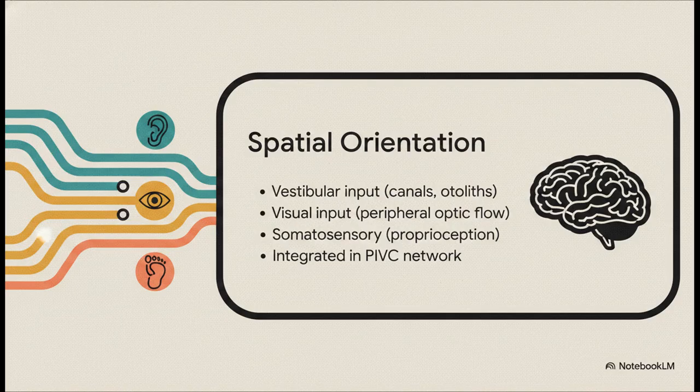So, normally, how we orient ourselves in space relies on this really beautiful, delicate fusion of 3 distinct sensory streams. We've got our vestibular input from the canals and otoliths, our visual input, especially that peripheral optic flow, and our somatosensory input, like proprioception. Think of your brain as a massive processing hub. It's integrating all 3 of these streams, primarily within a network centered on the parieto-insular vestibular cortex, or PIVC, and the medial superior temporal area. It's basically Grand Central Station for your spatial awareness.